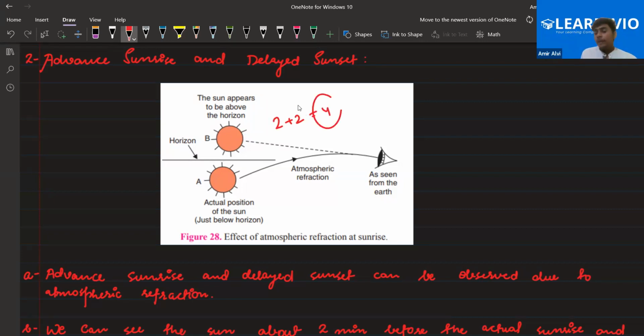So in the exam, if the question asks what is the total duration that is extended due to atmospheric refraction, that is 4 minutes total. If the question asks about the sunrise, that would be only 2. For sunset, that would be only 2. Total means 4. So please do not get confused in that. Read the questions carefully. Am I clear to all of you, everyone?